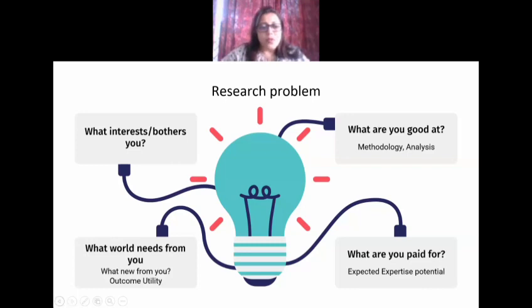And moreover, if already there is enough of matter available on it, enough of research has been done on it, and there is no further scope for it, that is answering the question what the world needs from you.